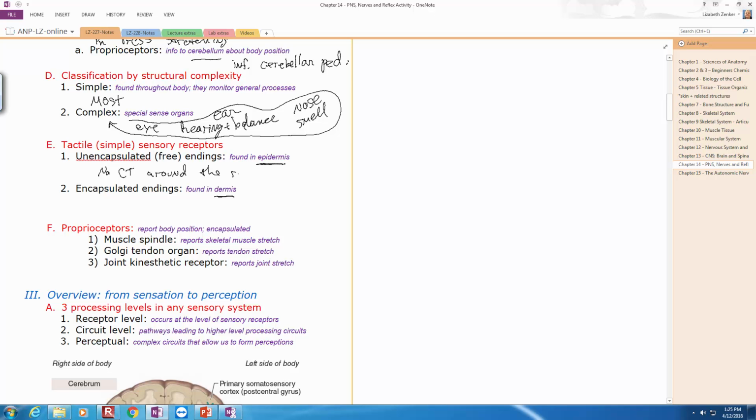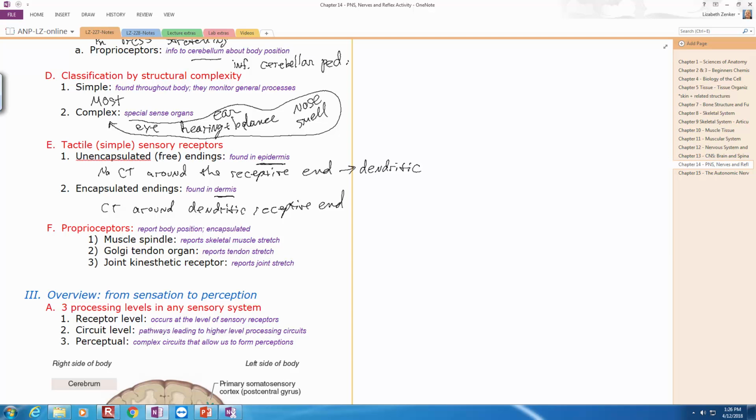around the receptive end. What's the receptive end of our neuron? Dendritic, yes. So no CT around that dendritic end. Encapsulated would mean that we do have a CT capsule around the dendritic receptive end, right? So we do have CT around the dendritic receptive end. Okay.